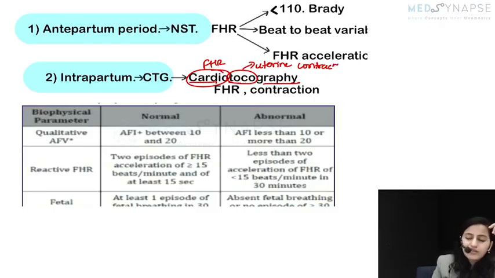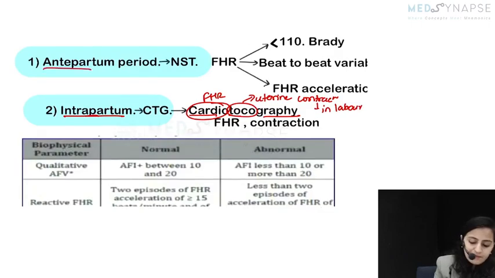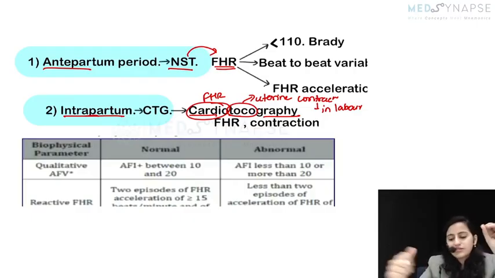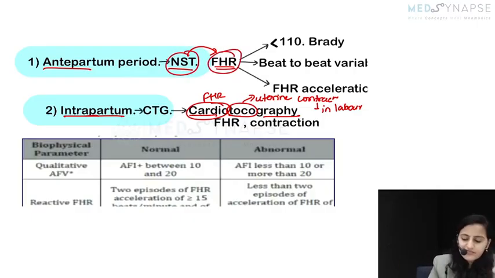When does the uterus contract? In labor. Right? So cardiotocography is when the female is in labor, intrapartum. Antepartum में, it is just the fetal heart rate, that is non-stress test. The uterus is not under the stress of contraction here. So non-stress test is just the FHR.